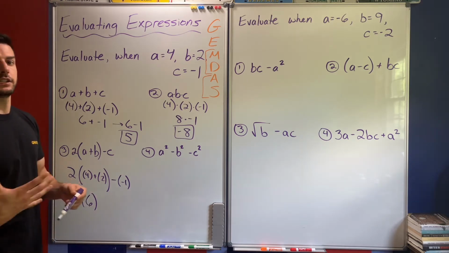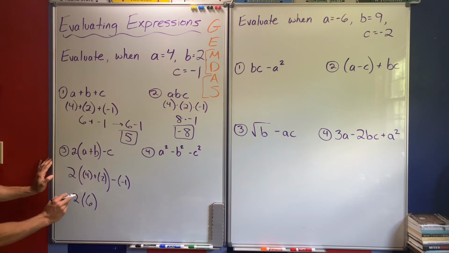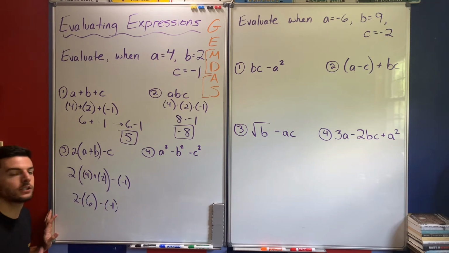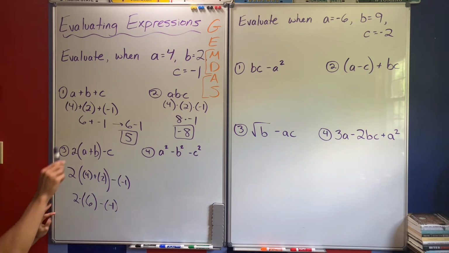And then everything I didn't change just comes right down, okay? So this is 2 times that 6, and then minus negative 1. So next in order of operations is exponents, because I took care of my groups. I don't have any exponents in here, right? Those would be those little numbers up top, but I don't have any of those.